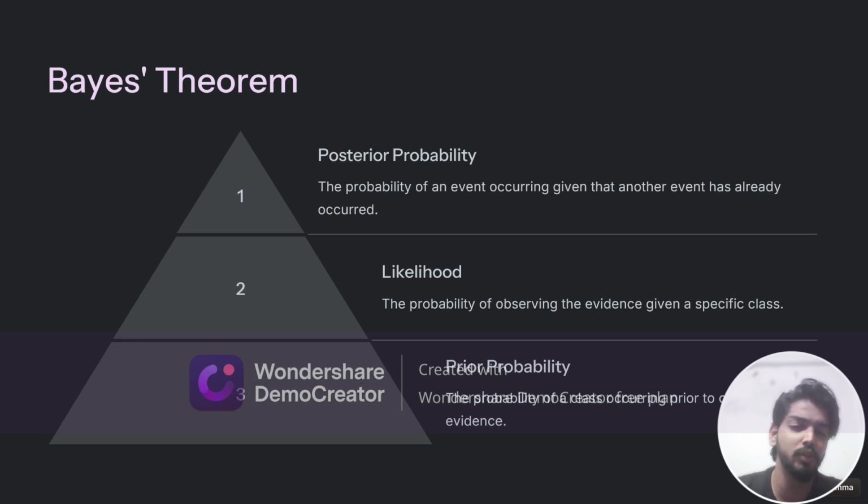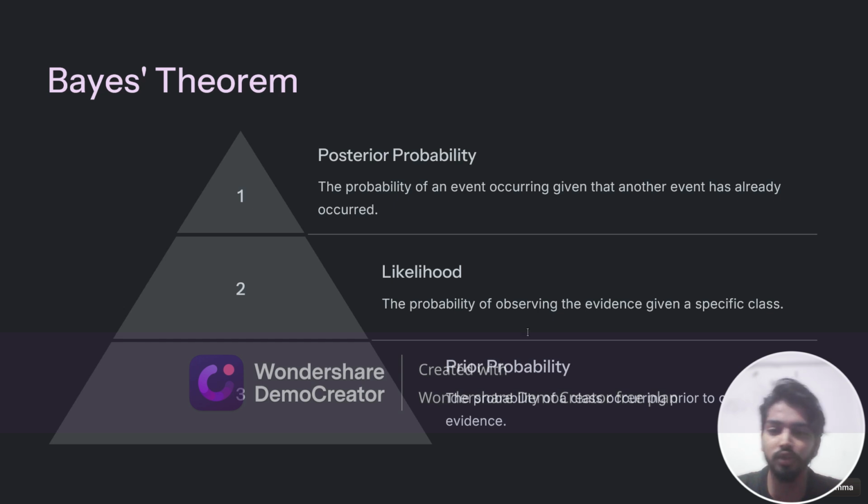Likelihood means the probability of observing the evidence given a specific class. Basically, the evidence is what the task is given. Prior probability is the probability of a class occurring prior to observing any evidence. So before observing the evidence, the probability of the class occurring is called the prior probability. These are the three probabilities in Bayes theorem: posterior, likelihood, and prior probability.